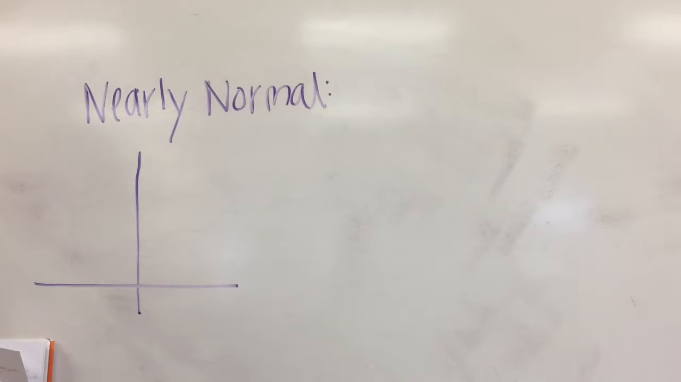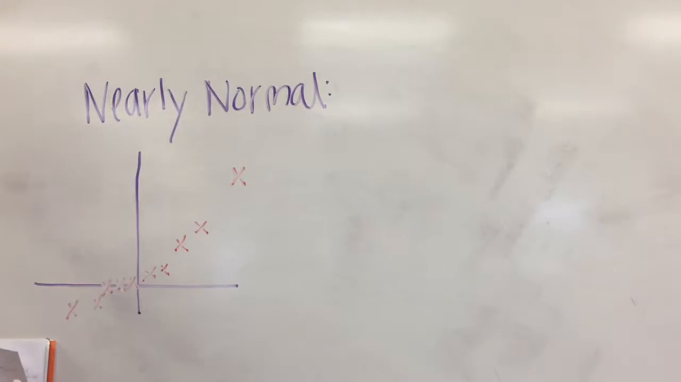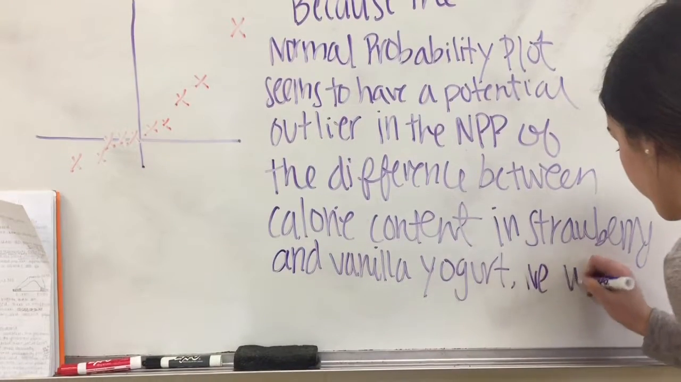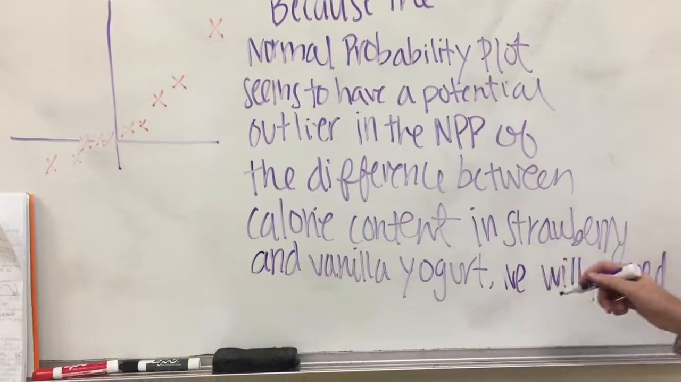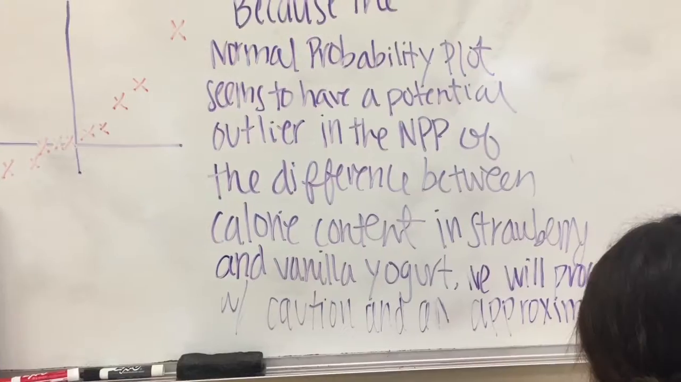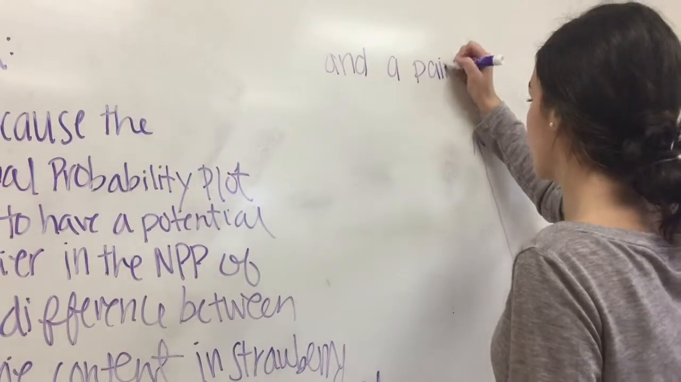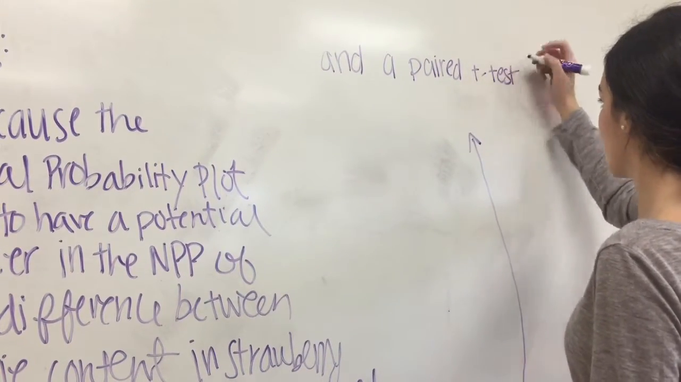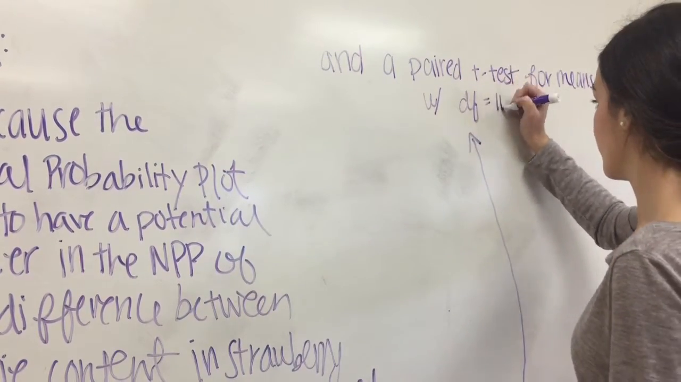After getting the normal probability plot from the calculator, we're going to sketch it out on our paper. Because the normal probability plot of the difference between calories of strawberry and vanilla yogurt is fairly linear, though there seems to be a slight outlier, and all the other conditions are met, we will proceed with caution with an approximately normal and paired t-test for means with a degrees of freedom of 11.